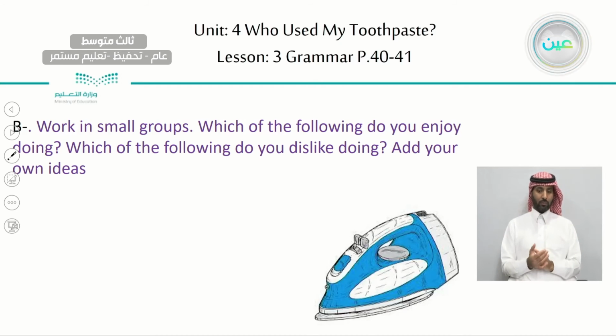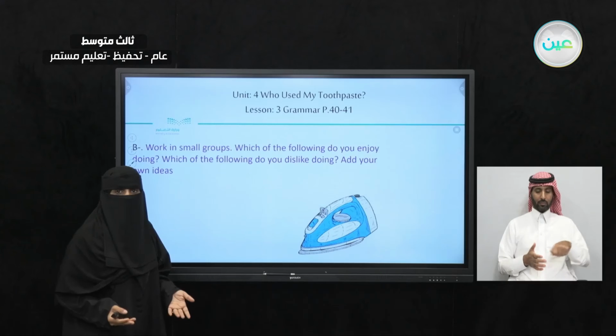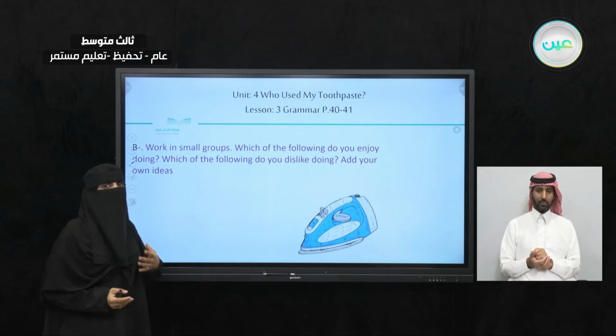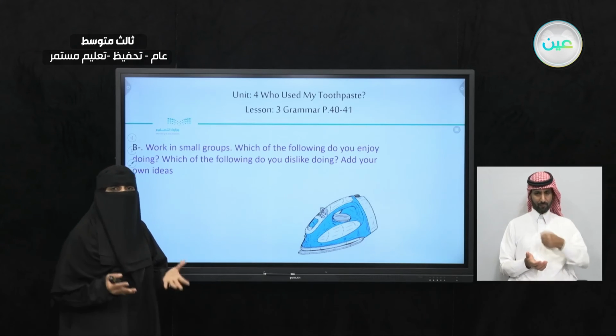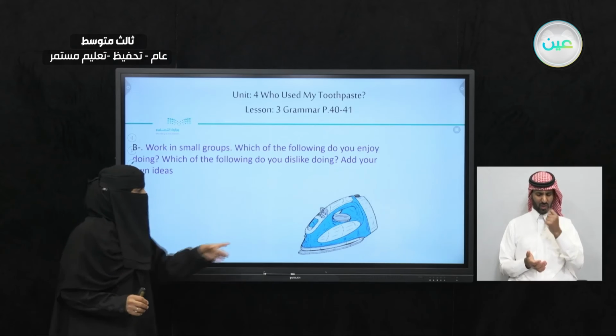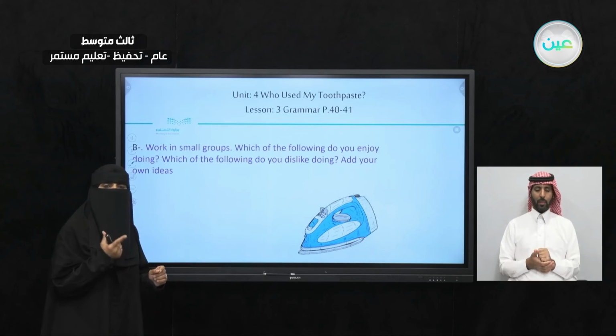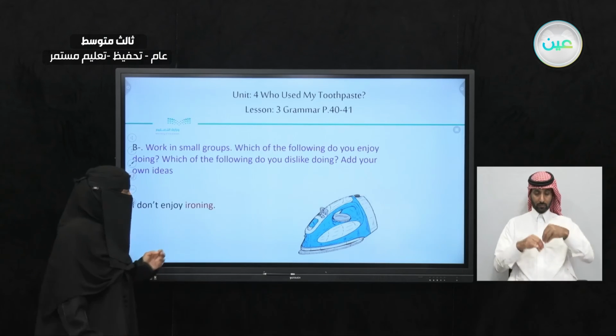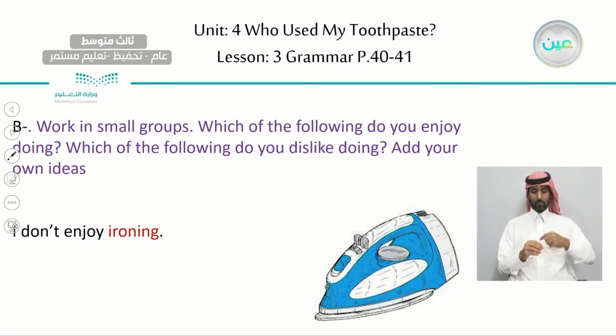Now, looking at the first picture, we have an iron machine. Do you enjoy ironing? How can we answer it? Yes, I do, or I enjoy ironing, or I dislike, or I can't stand ironing. So we used ironing as a gerund. Here we have to use gerunds, okay? I don't enjoy ironing, or I enjoy ironing. Okay, this is how we answered the first one.